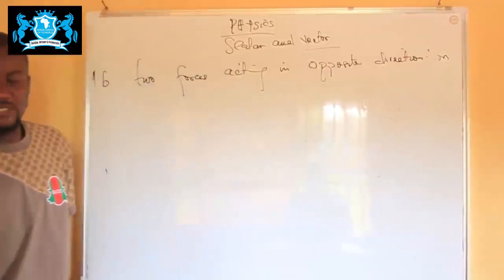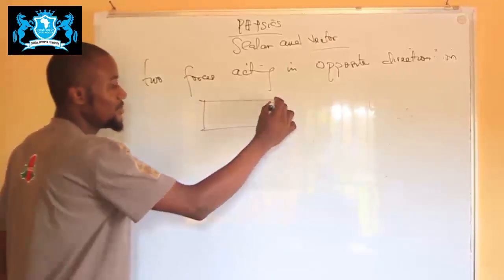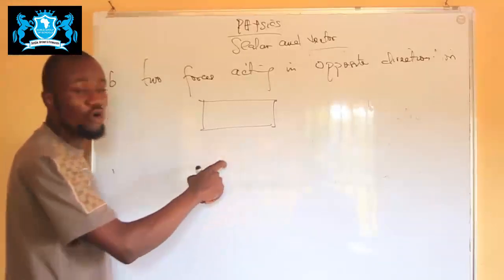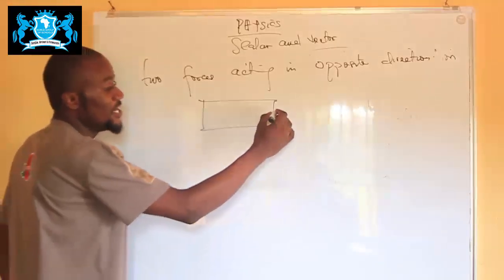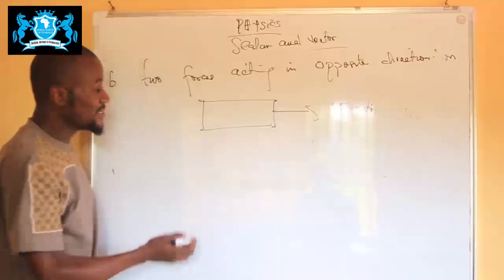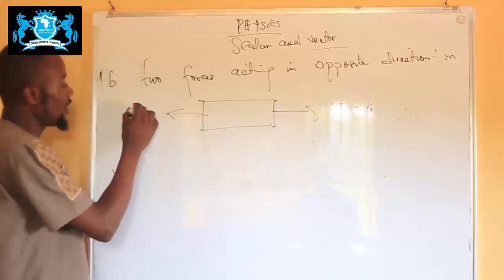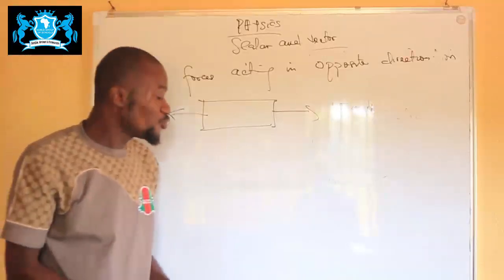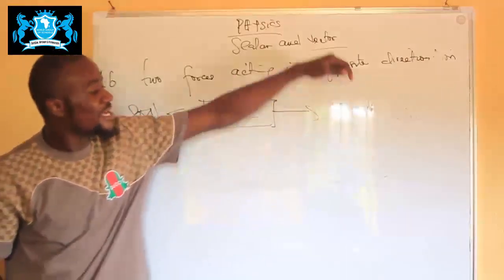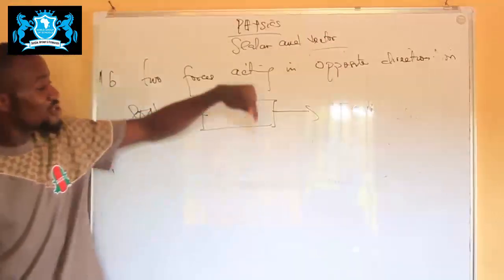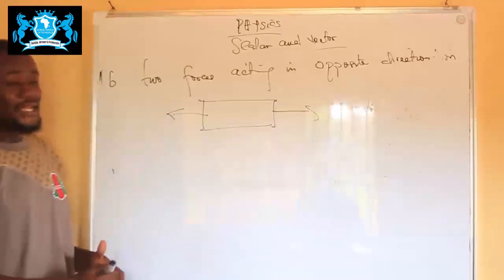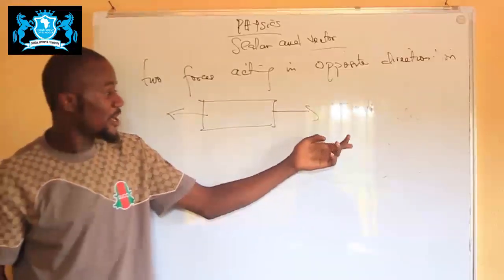Two forces acting in opposite direction. Let's use that same block of mass. Assuming two persons are trying to push or drag this block of mass in different directions, maybe the first person is dragging through this side with a force of 150 Newton, and the second person is dragging through this side with a force of 80 Newton. This block of mass will tend to move towards the side that has the bigger force. Assuming there is no force here, it will be 150 Newton that is pushing this block of mass.